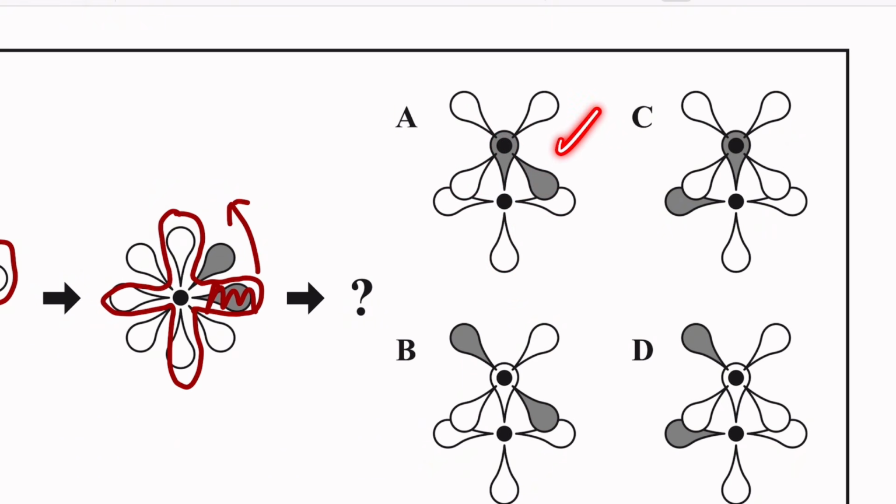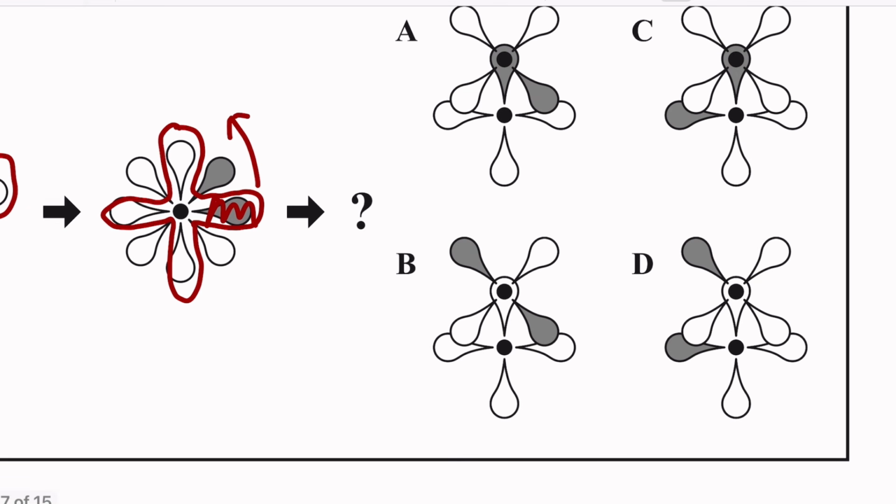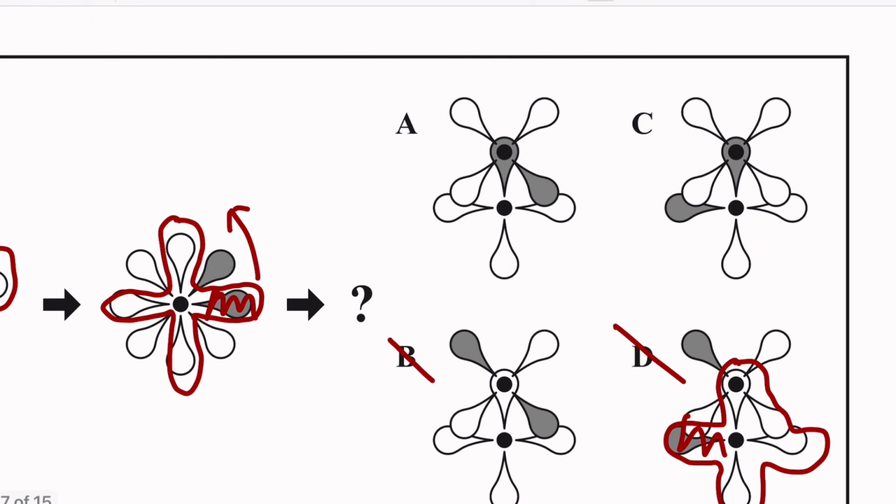So this is possible. Is this one possible? No, because it doesn't even show any shading for this. So B is not possible. How about D? Well, D doesn't show anything at the top either. See, notice it's on the left. So D cannot be our answer. So it's between A and C because they both have it at the top.